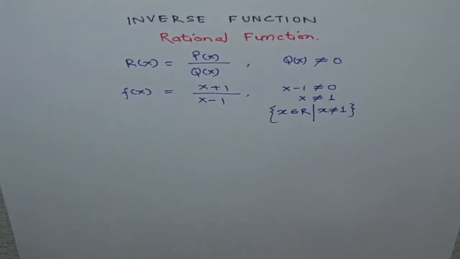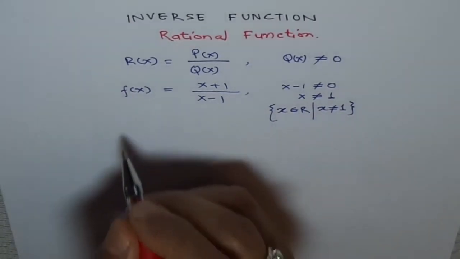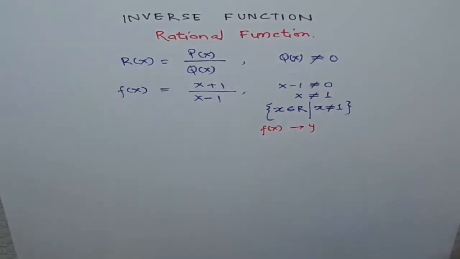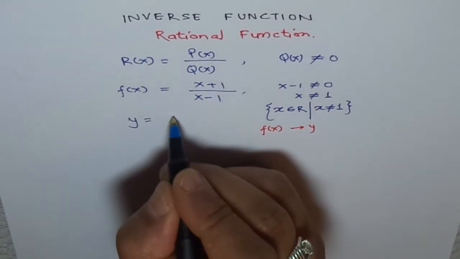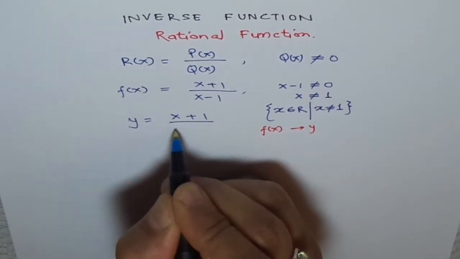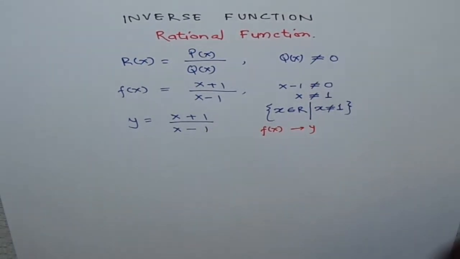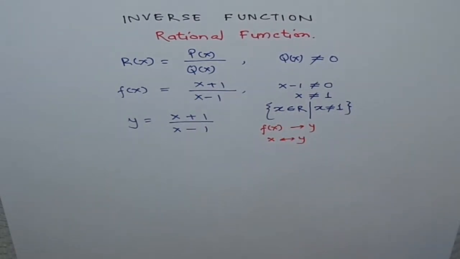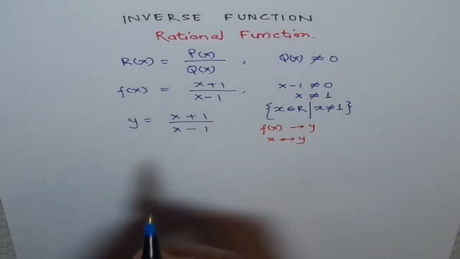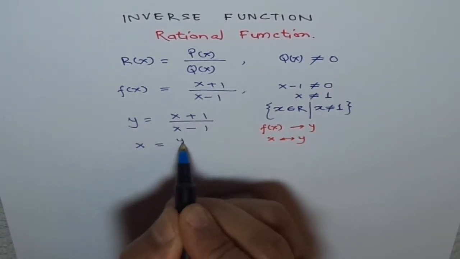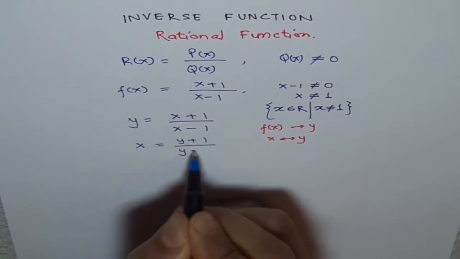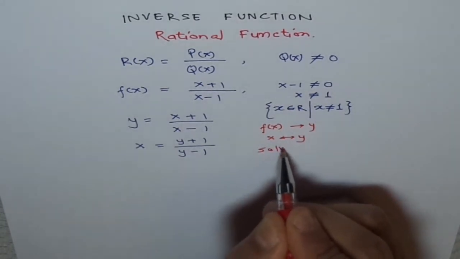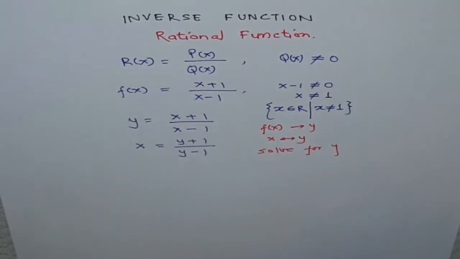Now to find the inverse, what are the steps? First is replace f(x) with y. Let's do that. So we get y equals x plus 1 over x minus 1. Step number 2, swap x and y. So we write x here and y there. So we get x equals y plus 1 over y minus 1. Now what is the next step? Simple. Solve for y. And that will give us the inverse.